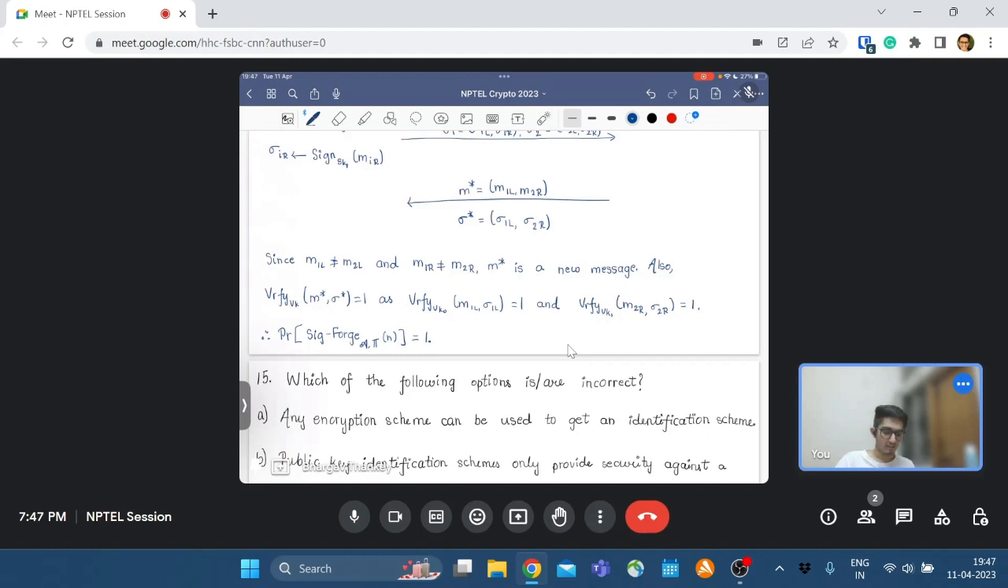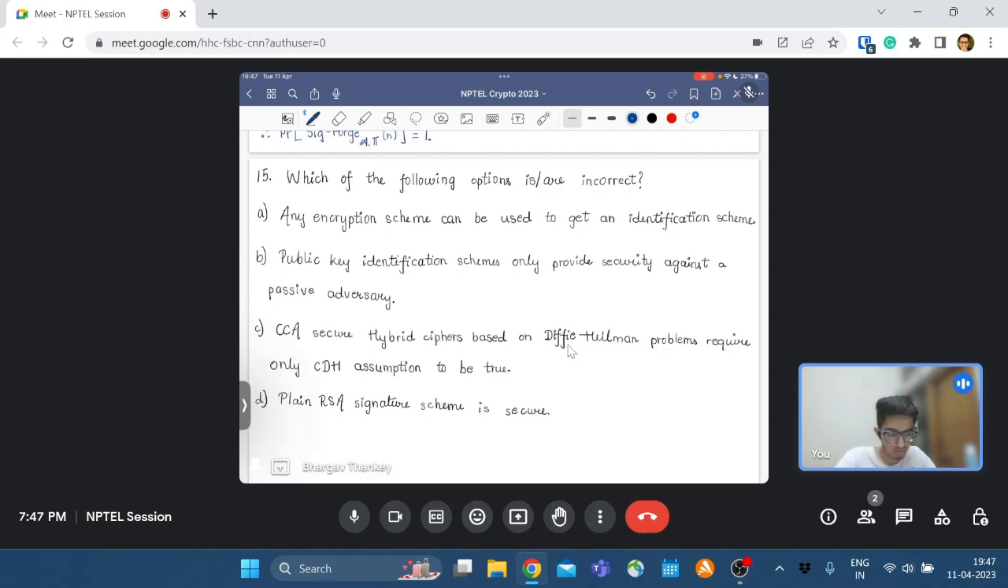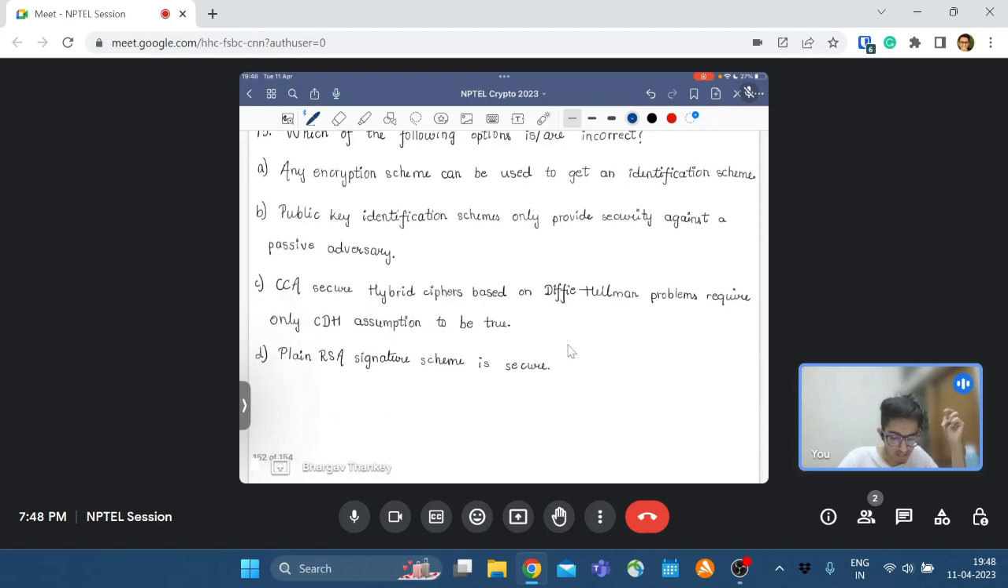So now let's look at the 15th question. The 15th question is which of the following options is or are incorrect? Option A is any encryption scheme can be used to get an identification scheme. Option B is public key identification schemes only provide security against a passive adversary. Option C is CCA secure hybrid ciphers based on Diffie-Hellman problems require only the CDH assumption to be true. And option D is plain RSA signature scheme is secure. Let's go over all these options.